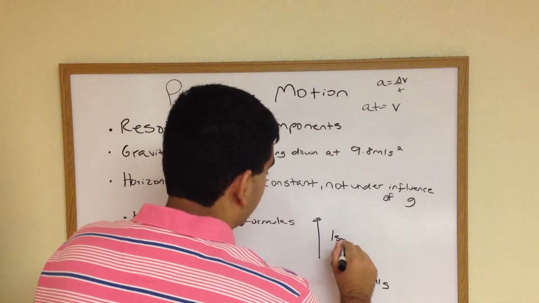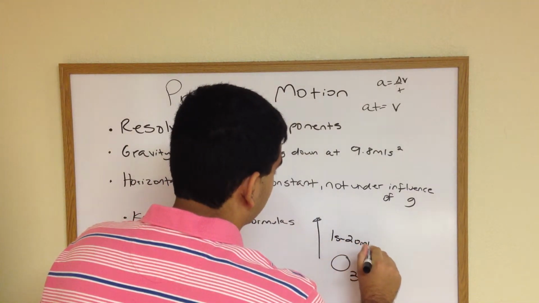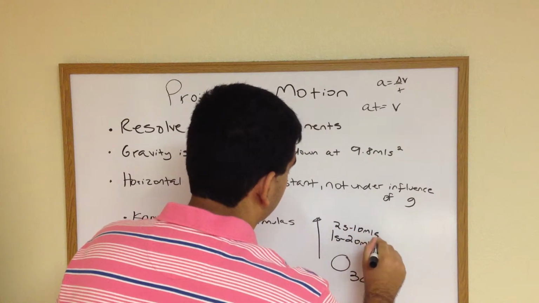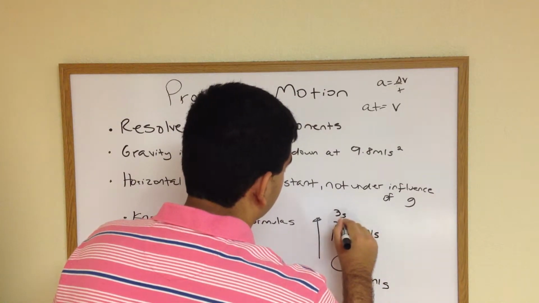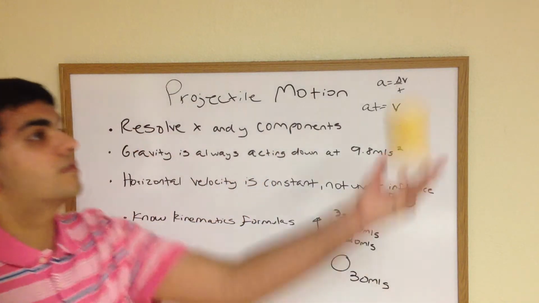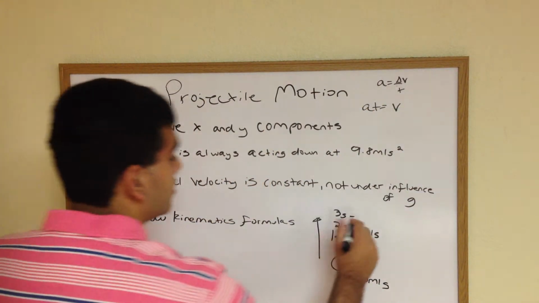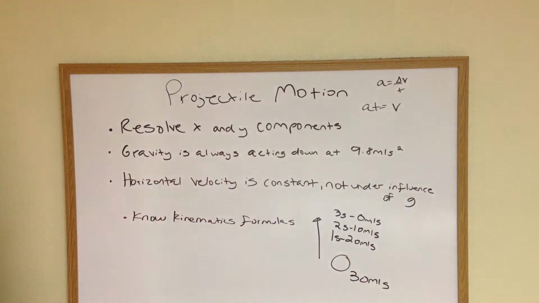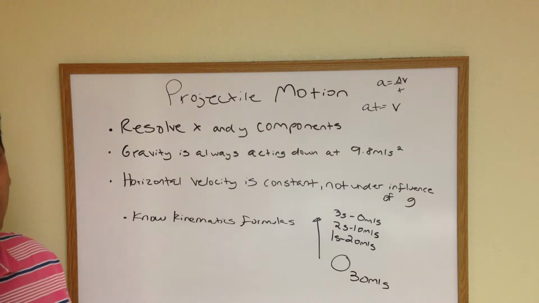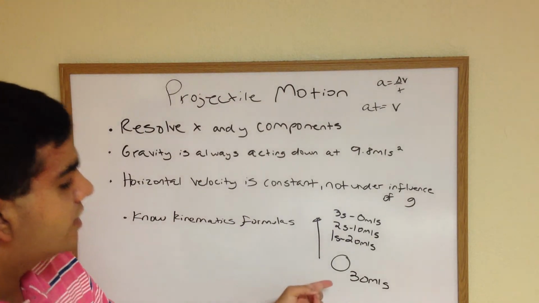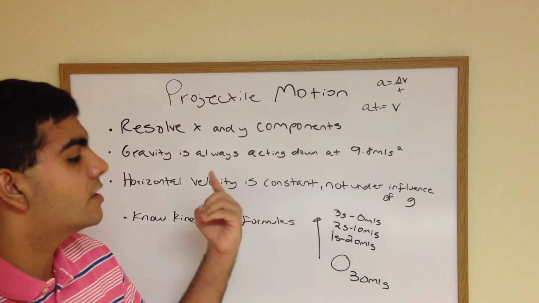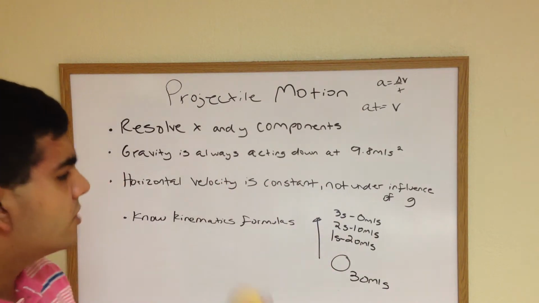At 1 second, it's going at 20 meters per second. At 2 seconds, it's going at 10 meters per second. And at 3 seconds, it reaches its top, and it's going at 0 meters per second. It basically reaches its maximum height. And how did I get those numbers? Well, since gravity is acting on it at about 9.8, I round it off to 10. 30 minus 10, at 1 second I'll be going at 20, minus 10 at 2 seconds, minus 10 at 3 seconds, 0 meters per second.